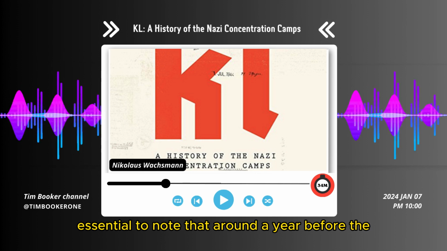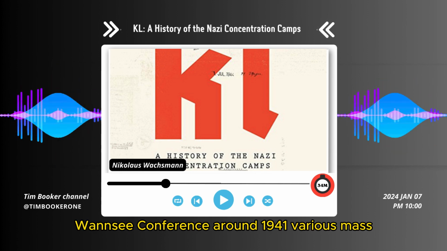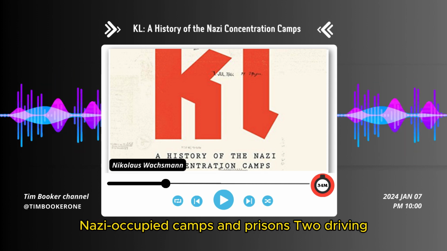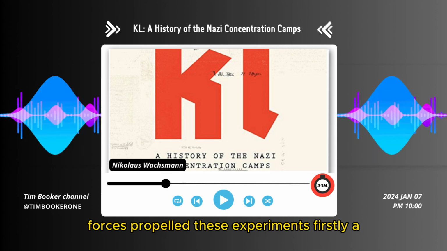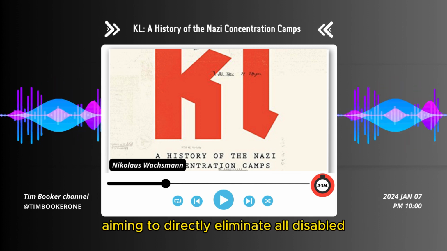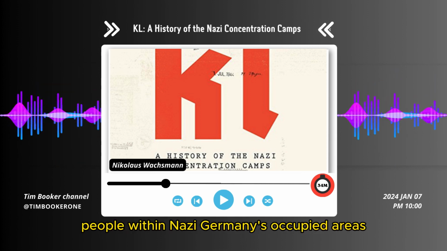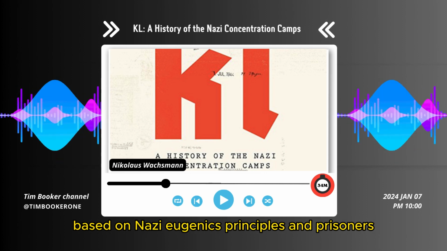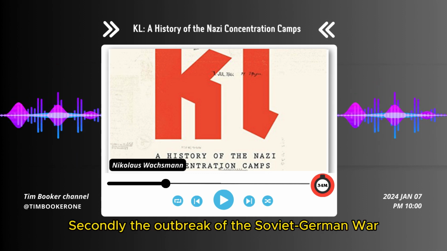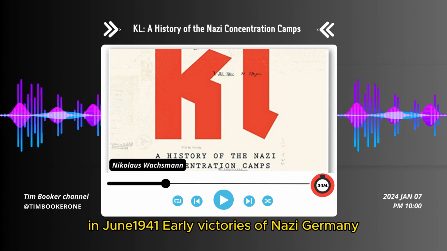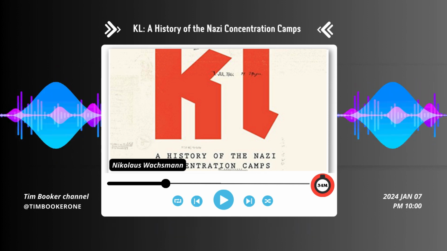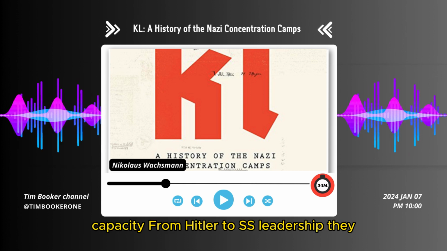However, it's essential to note that around a year before the Wannsee Conference, around 1941, various mass killings of prisoners had already begun in Nazi-occupied camps and prisons. Two driving forces propelled these experiments: firstly, a large-scale euthanasia program known as T4, aiming to directly eliminate all disabled people within Nazi Germany's occupied areas based on Nazi eugenics principles and prisoners deemed unfit for labor in concentration camps. Secondly, the outbreak of the Soviet-German War in June 1941. Early victories of Nazi Germany flooded concentration camps with thousands of Red Army prisoners of war, surpassing the camp's capacity.